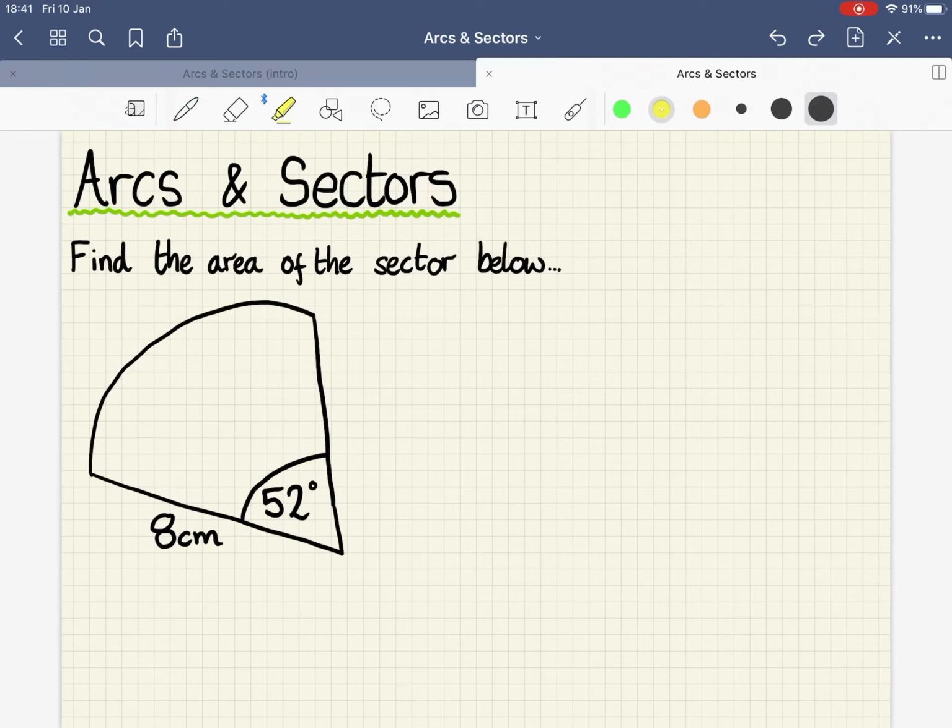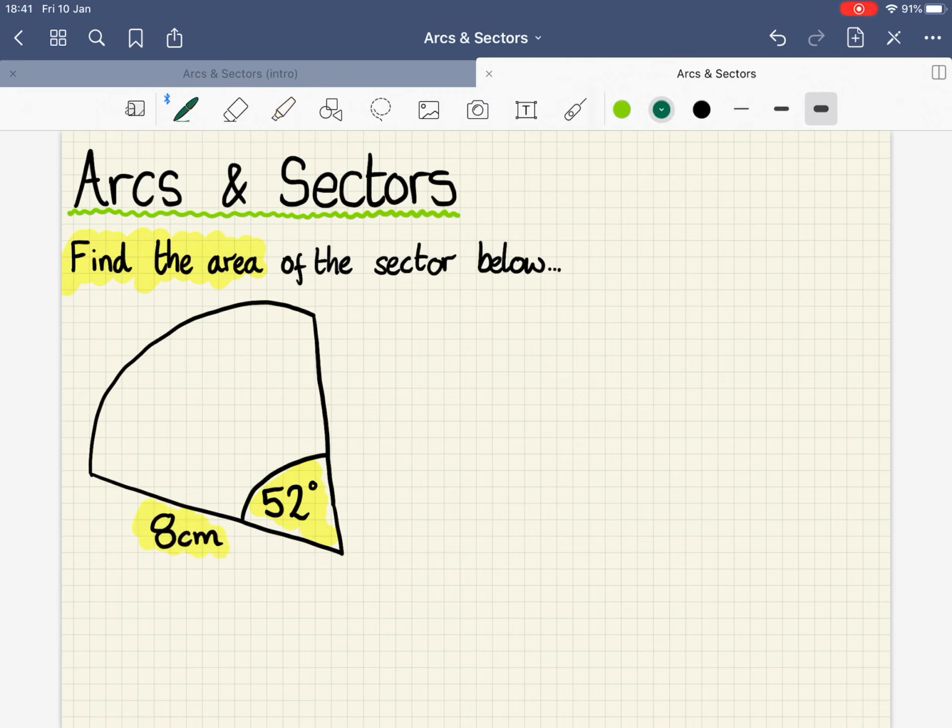Okay, so arcs and sectors, we're just going to be looking at a bunch of different examples, including a non-calculator one at the very end. So to start off with, whenever I see an arc sectors question, I really recommend using a highlighter, highlight the key information. So we are being asked to find the area, we're given the angle, and we have our radius here.